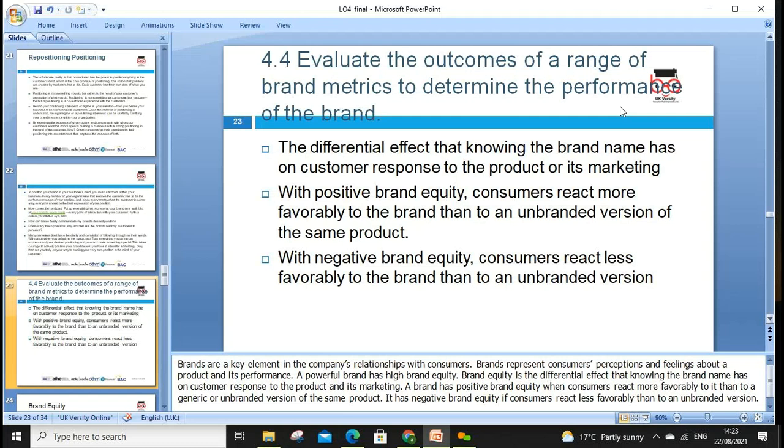4.4, the outcome of the range. If you have a brand, then you want to look around, because you have invested money in the brand. You want to look at the performance, in terms of time, cost, and quality, how quick the brand is. We can also look at whether the brand is a star, a cash cow, or a problem child. So we can use the BCG matrix, which is called the product portfolio matrix, to measure the performance, and we can evaluate each different brand and its different performance.